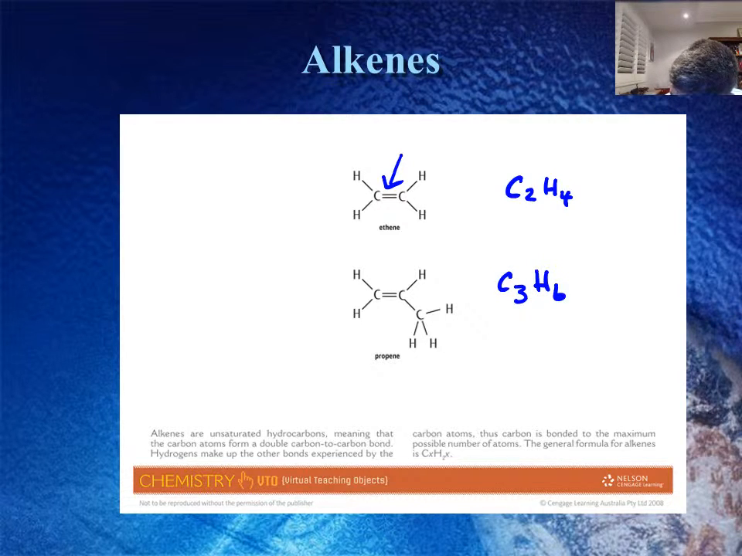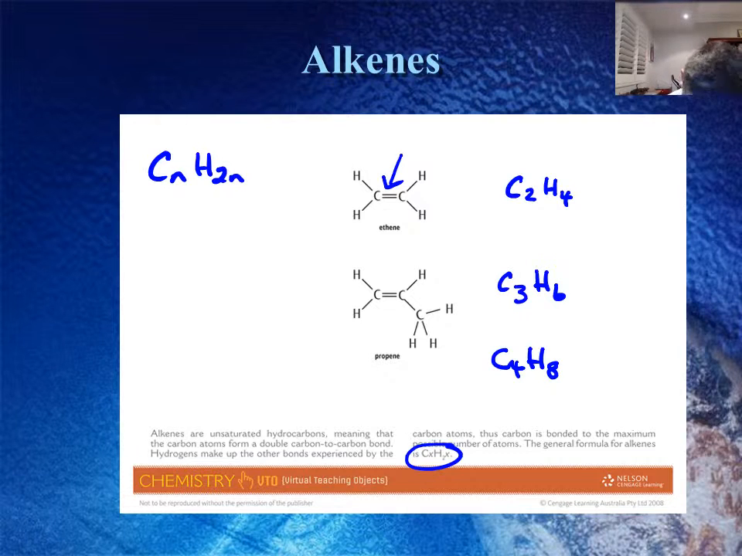C3H6 and so on. Butene would be C4H8 and so on. So the formula for these particular compounds, you can see simplified down here. CnH2n. So when n is 2, 2 times 2 is 4. Now don't forget that the naming is something that is also interesting about each of these.